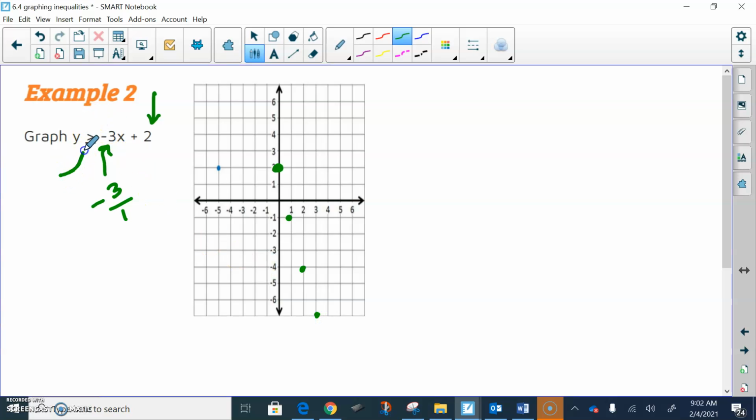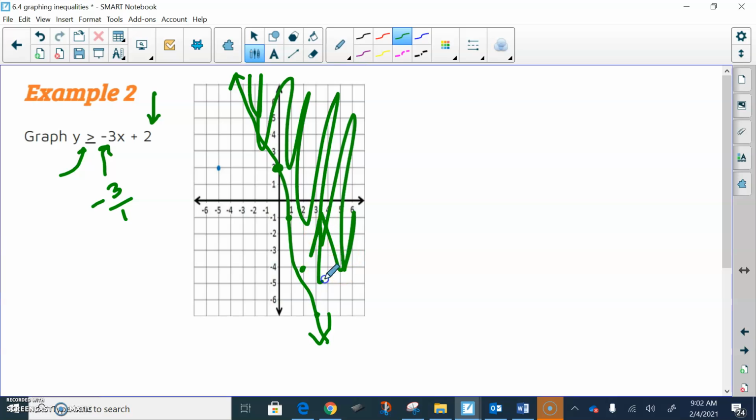This time there's a bar under it, so it's greater than or equal to. That means the points on the line are included in our solution. So we're going to go ahead and make that a solid line. That's supposed to be a straight line. All right, and this time it's greater than, so that means we want to shade above our line. And again, just for fun, let's choose a point and make sure it works.